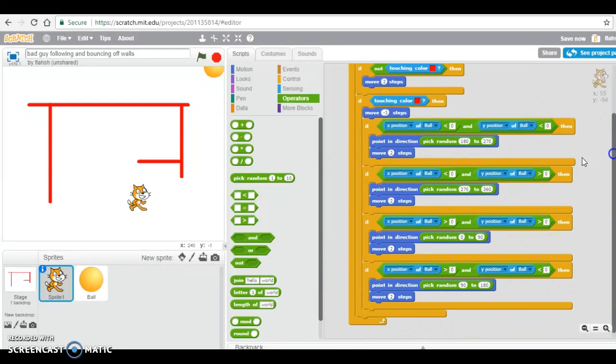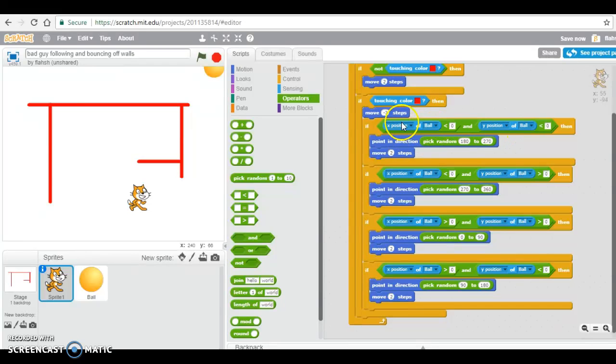And now these next 4 if brackets section the screen into quadrants. So I have this lower left quadrant, this upper left quadrant, upper right quadrant, and lower right quadrant. So I'm locating the ball based on quadrants.